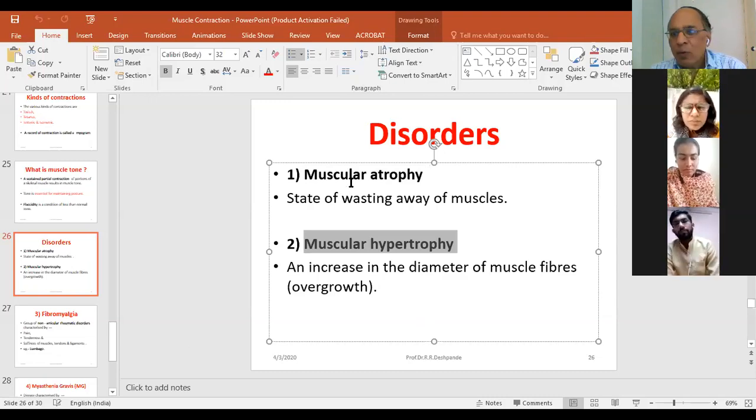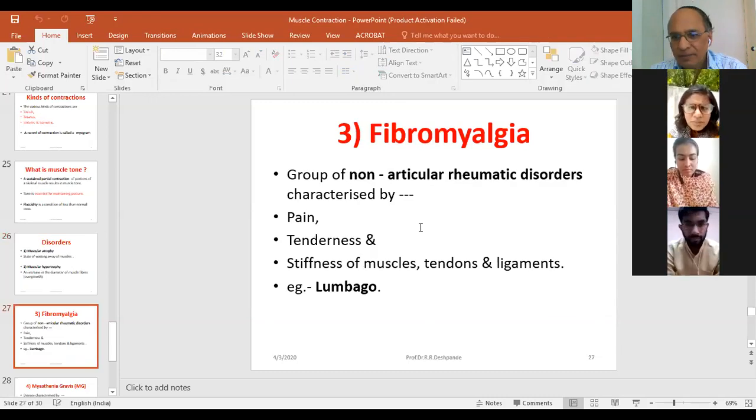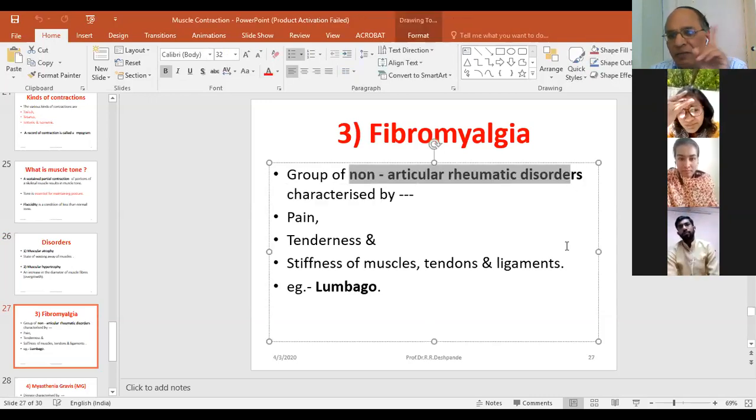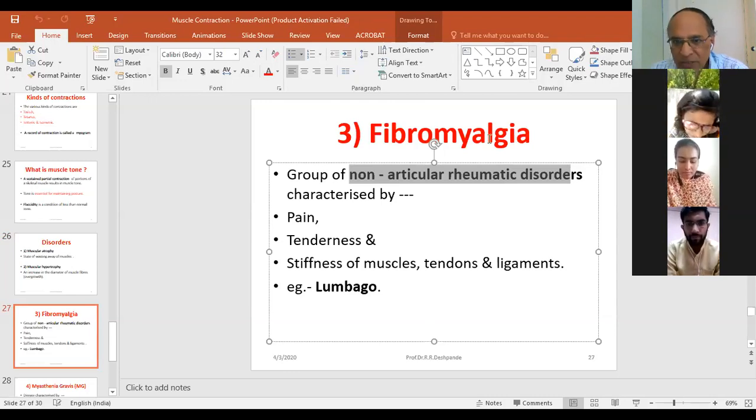Then fibromyalgia. Fibromyalgia is a non-articular rheumatic disorder. There is no connection with the bony joint, only myalgia. Myalgia means pain. Pain related with the muscle is called myalgia. And when there is fibrous tissue formation, fibromyalgia.